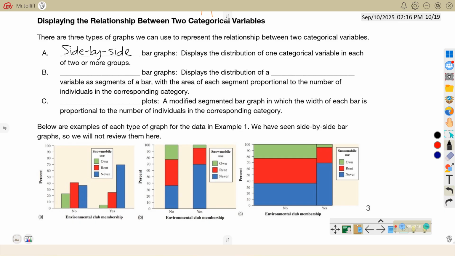One variable is along the x. We treat that as categories. One variable is along the y. We split it by percents or by counts. Two bars next to each other, yeah?